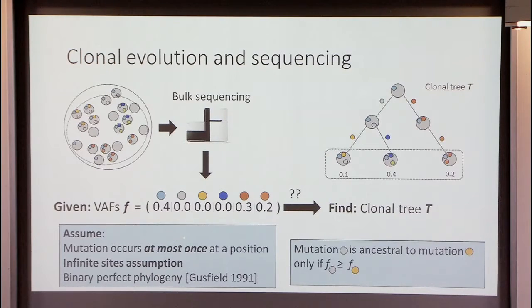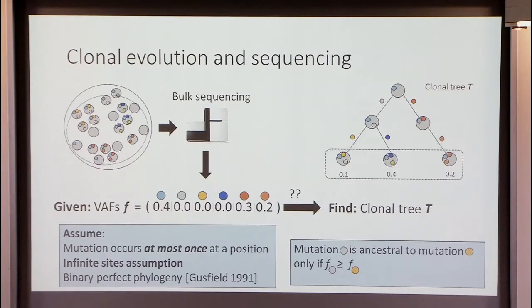So let's impose the strongest constraint we could impose, the infinite sites assumption. Now things do start to happen, because if a mutation happens only once at a position, then we have a simple relationship between the frequencies and the ancestry, which is that if one mutation is ancestral to another in the tree, which we don't know, then the frequency of that mutation in the sample has to be larger than the frequency of the descendant.